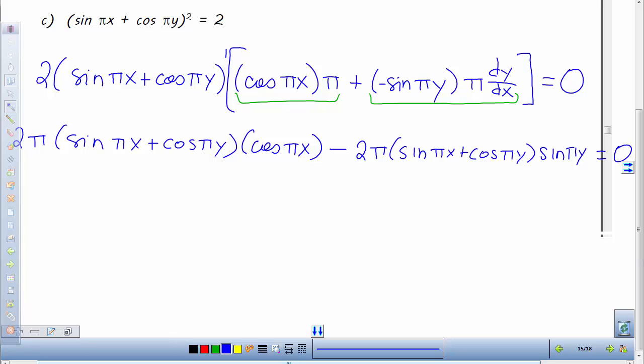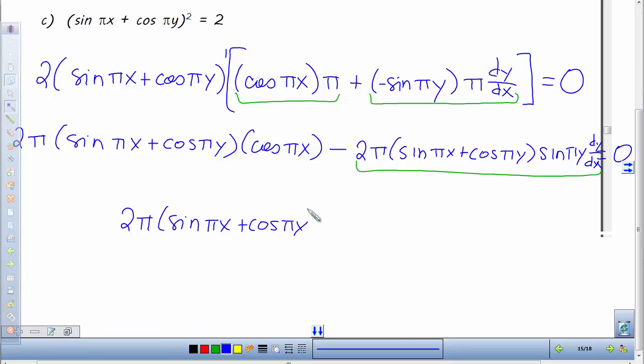Okay. And I lost my dy dx. I need that because that's what I'm solving for. So dy over dx, dy dx. Okay. So this is the only term now. We have just this one term that has dy dx in it. Everything else can go to the other side. So I'm going to write this as 2 pi sine pi x plus cosine pi y times cosine pi x. Okay, so that's all of this.